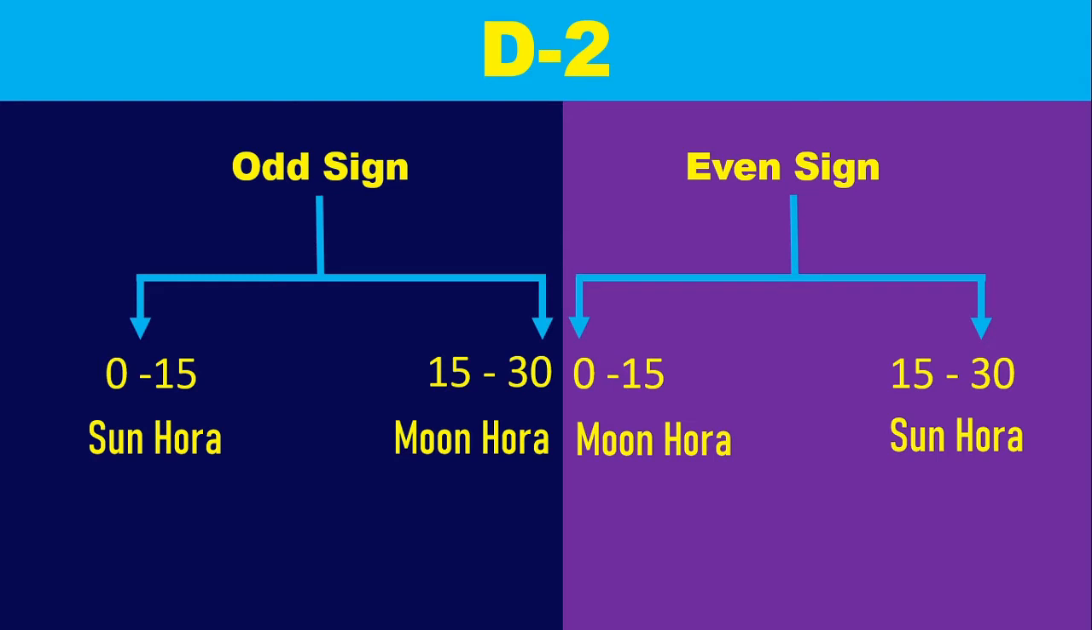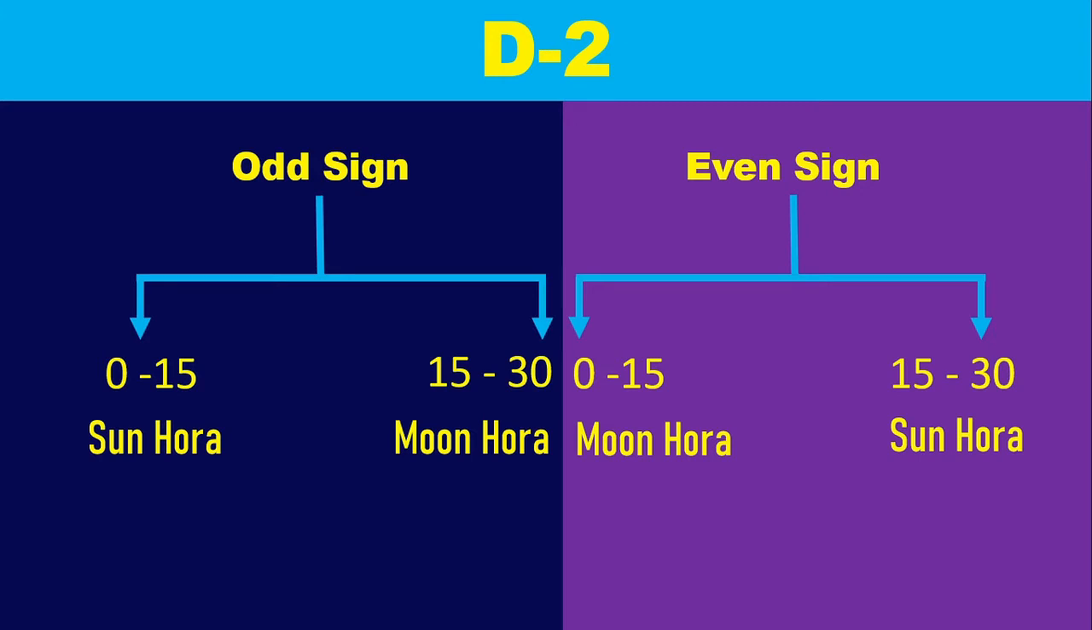If we divide all the signs of the zodiac, we get two kinds: one is odd signs, another is even signs. Odd signs means the first, the third, the fifth signs, which are not divisible by 2, and even signs are the numbers which are divisible by 2.